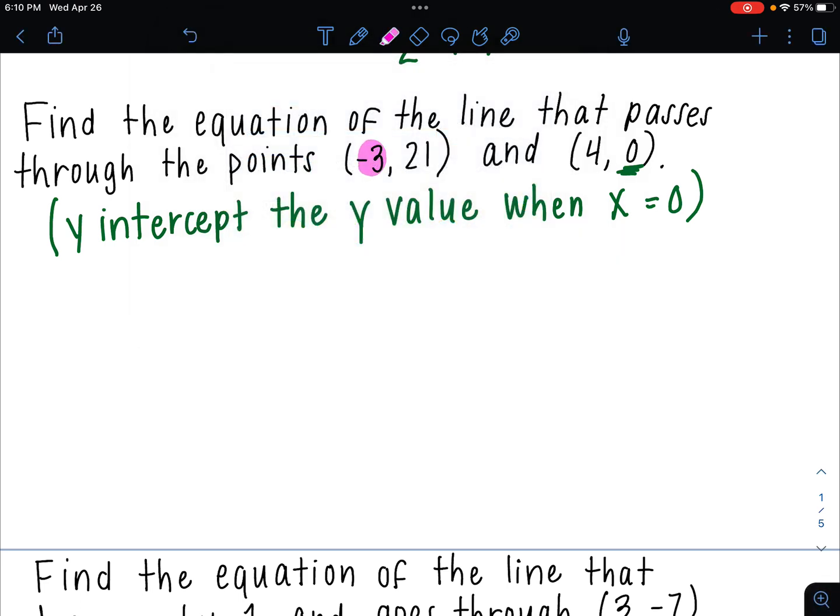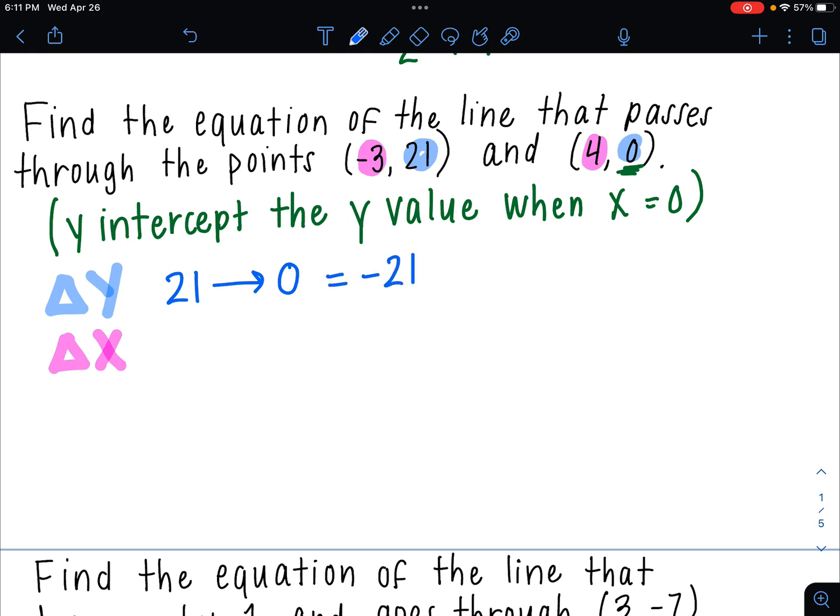The first thing I'm going to do is look at my 2 points. My first numbers are my two x values, and my second numbers, 21 and 0, those are my two y values. Now, we want to remember that slope is our change in y over our change in x. So the first point, our first value, went from 21 to 0. I'm looking at those two y values. Went from 21 to 0. So the change was that it went down 21.